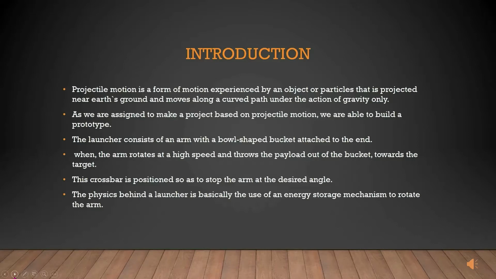The launcher consists of an arm with a bowl-shaped bucket attached to the end, and when the arm rotates at high speed, it throws the payload out of the bucket to the target. This crossbar is positioned so as to stop the arm at the desired angle. The physics behind the launcher is basically the use of an energy storage mechanism to rotate the arm.